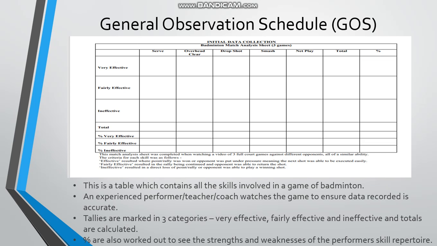Second one we're moving on to is the general observation schedule. So here again is another photo. We can see this is a badminton match analysis, and the different skills are the serve, the overhead clear, drop shot, smash, net play, and then we've got the total, so the total tallies you would write in there, and you would work out the percentage and put that there on the right hand side as well. And as we look down, we've got very effective, fairly effective, ineffective, and again a total and the percentages that we can work out. So you could do this with basketball as well.